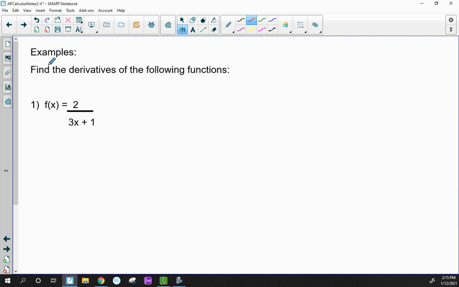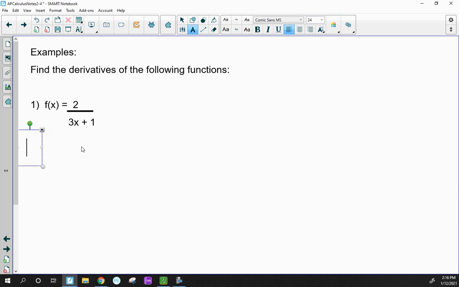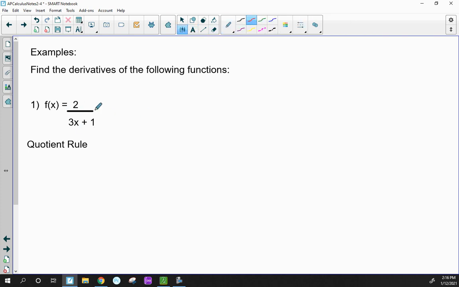Example 1. Find the derivative of the following function. We have f of x equals 2 divided by 3x plus 1. Now, what I want us to do is tie this problem into our last unit, our last section on quotient rule. So for the first part of this problem, we're going to backtrack and just quickly try to find this using the quotient rule. And so I do see a division bar, obviously.